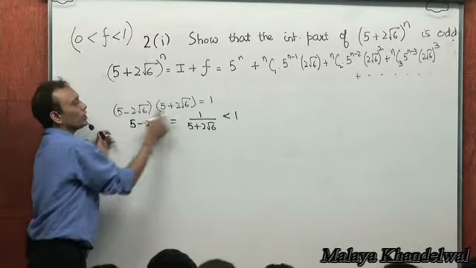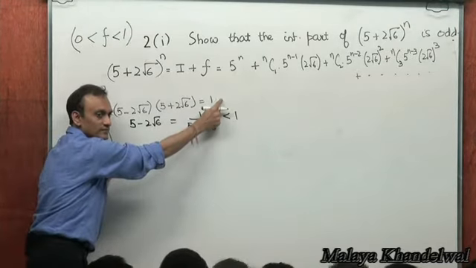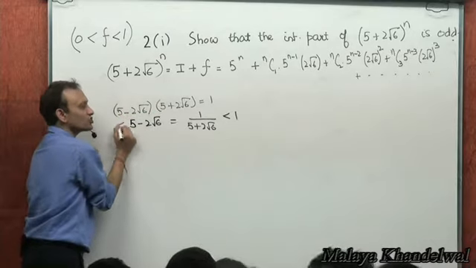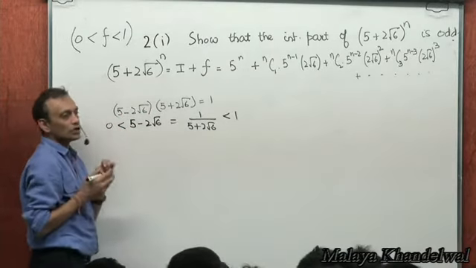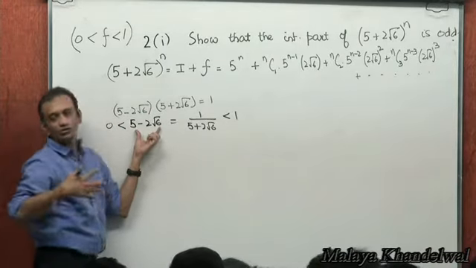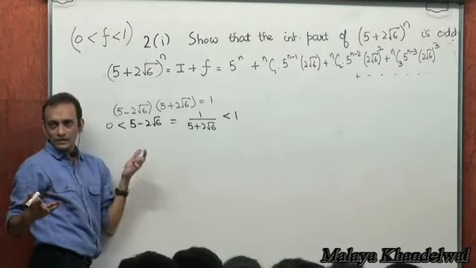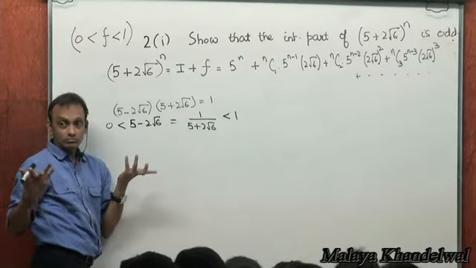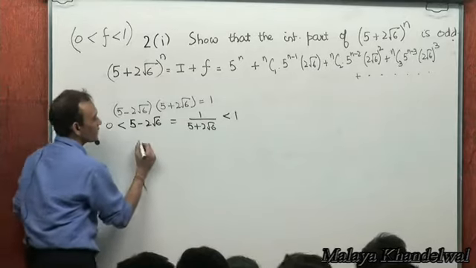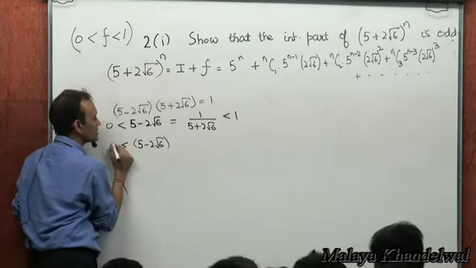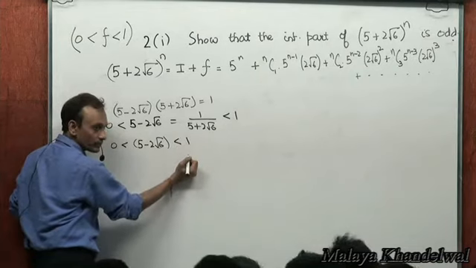Now, the product of these two numbers is positive, and this is positive, so this must also be positive. So this is greater than 0. So 5 minus 2 root 6, without doing any calculations, is less than 1 but greater than 0. Right? 5 minus 2 root 6 is always greater than 0 but less than 1.